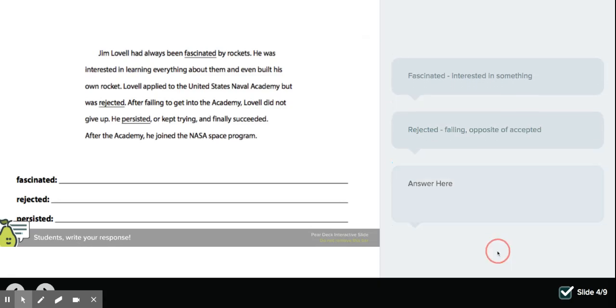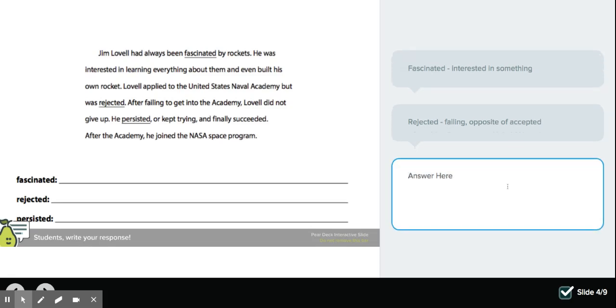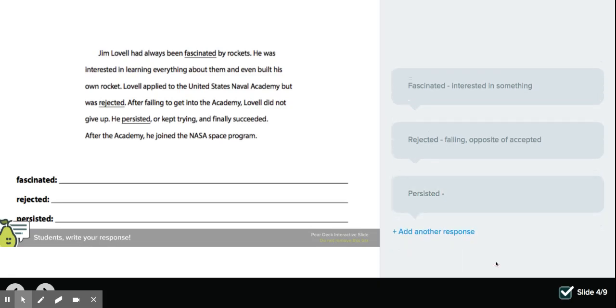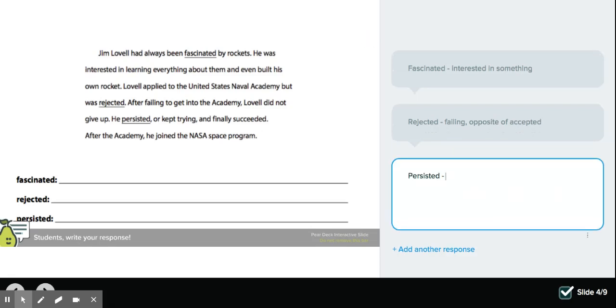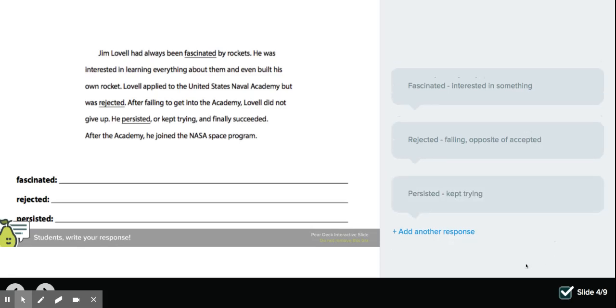Okay, my last underlined word is persisted. Okay, let's read that sentence. He persisted or kept trying and finally succeeded. So if he persisted, that doesn't mean that he gave up. The next part of the sentence tells us that he kept trying. So persisted means kept trying. Okay, make sure you have those written down on your lines if you are working in your packet.